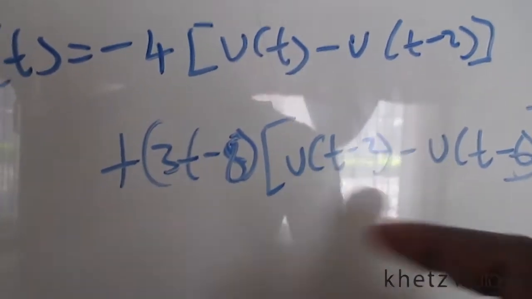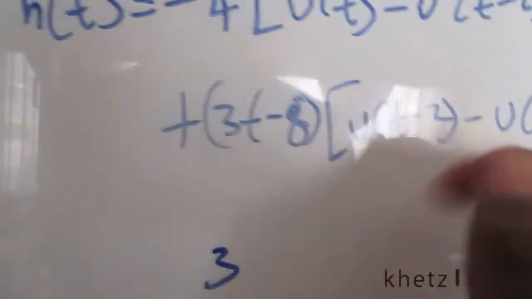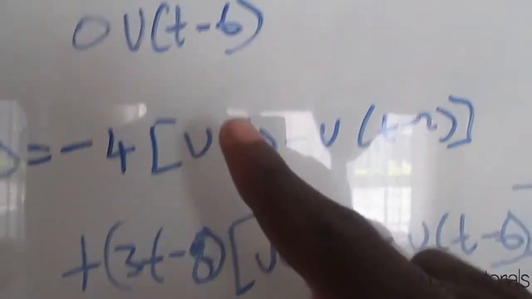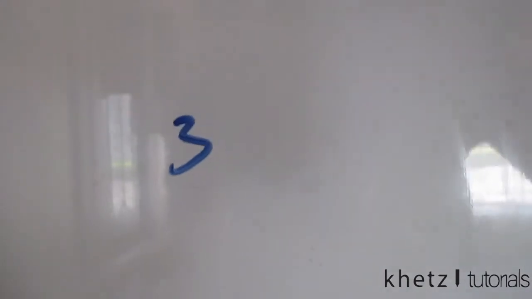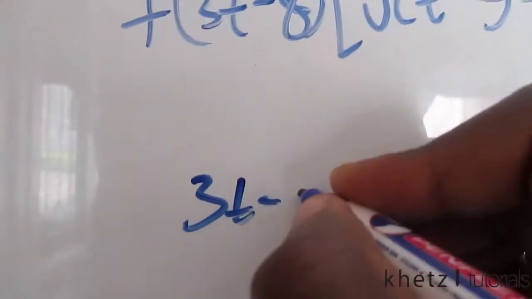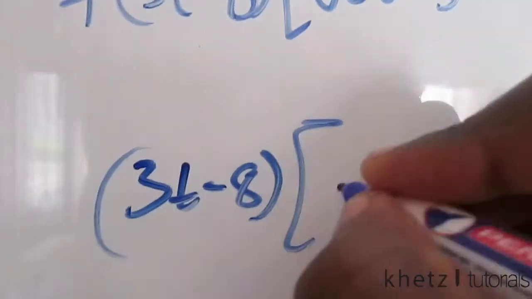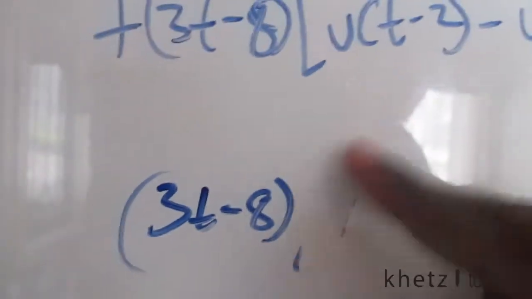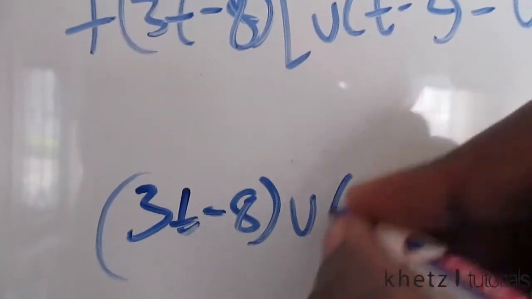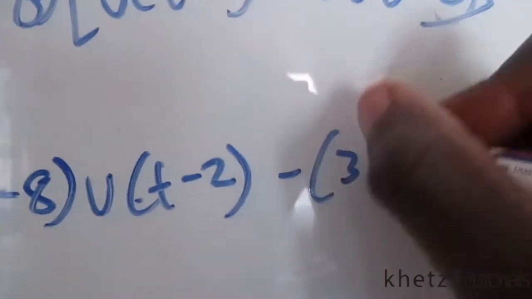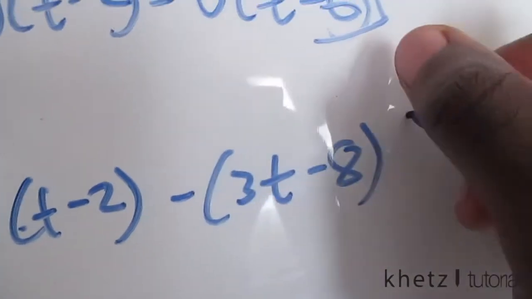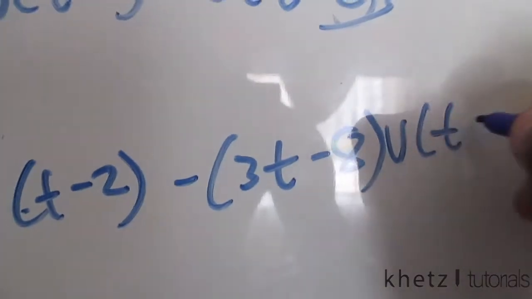Multiplying through, we're going to have 3t. This is only this part; I'm going to look at the top part in a bit. So let's do that quickly. 3t subtract 8 multiplied by u of t is going to be u of t subtract 2. Then we're going to have -3t minus 8 multiplied by u of t subtract 6.